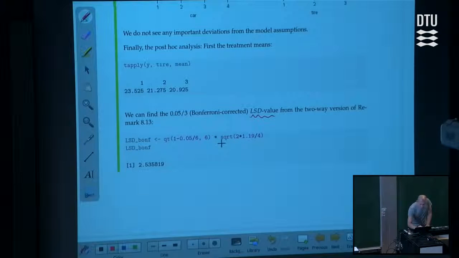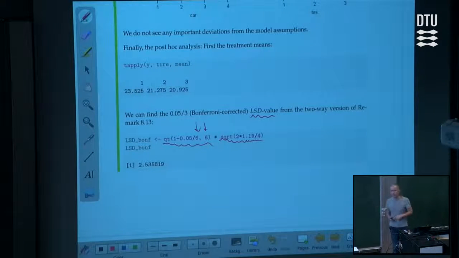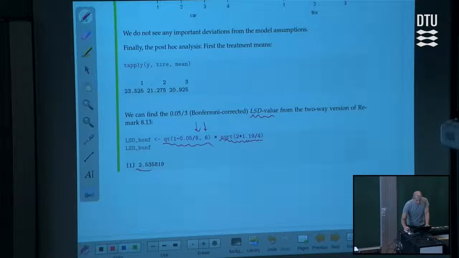I compare it by the square root of MSEs and some factors, and then the T statistic. And please note that I use the Bonferroni correction because there are 6 comparisons. That's the capital M. So I do not use 5%. I use 5/6. That is a bit less than 1%. I find this measuring stick to be 2.53. That's the one I'm going to use.